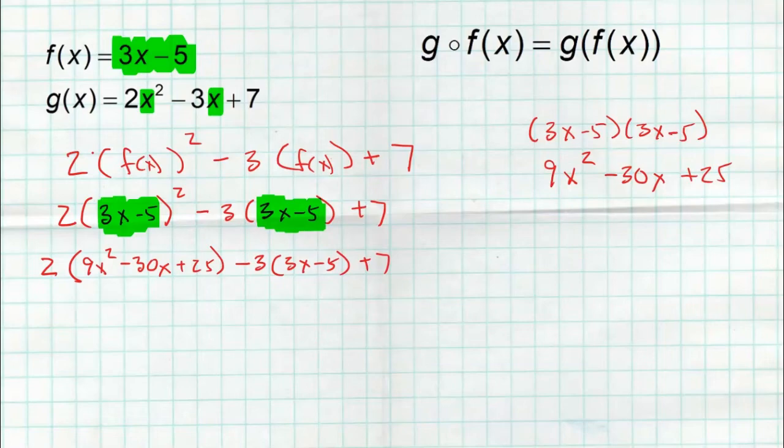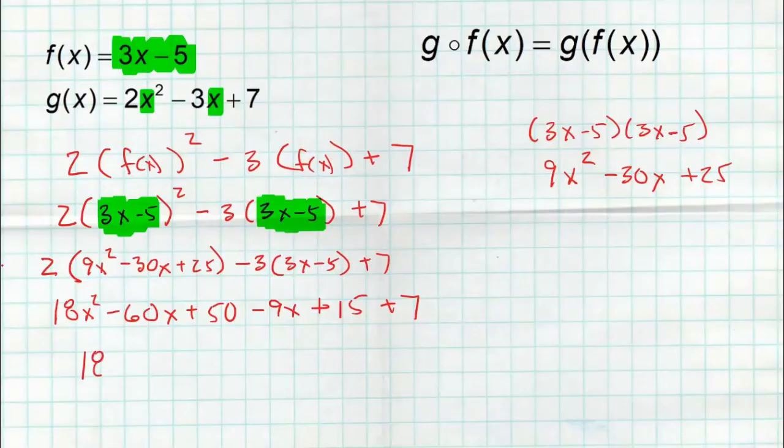And now I can do my distribution, order of operations here next, multiply across those parentheses. So I get 18x squared minus 60x plus 50. Minus 9x squared. Whoa, not 9x squared. Sorry about that. Just 9x. Be very careful. Could have been a costly mistake there. Plus 15 plus 7. Be very careful. So many kids know how to do compositions, but they do a problem like this and they really mess up the algebra. So really, really take your time.